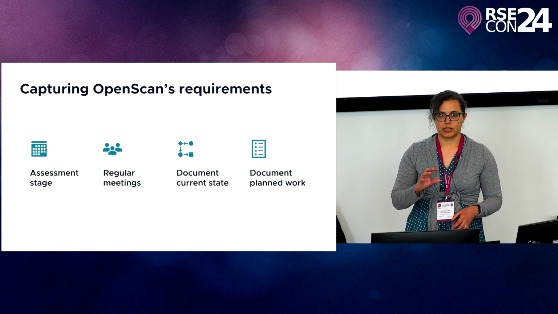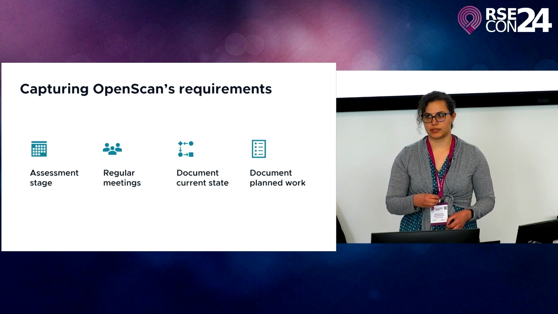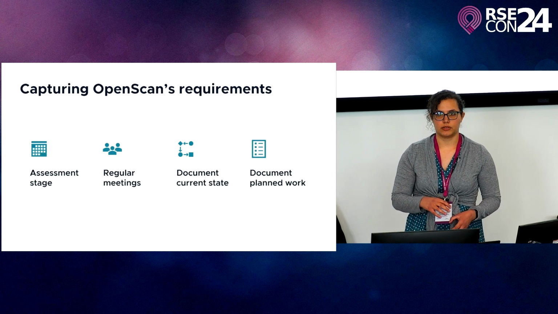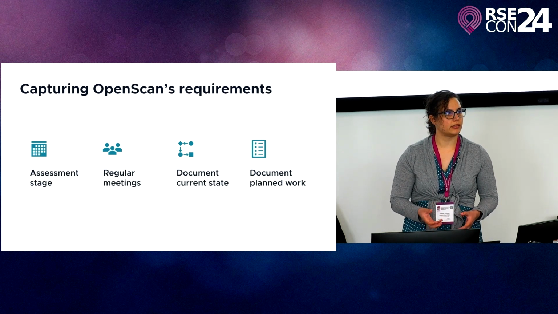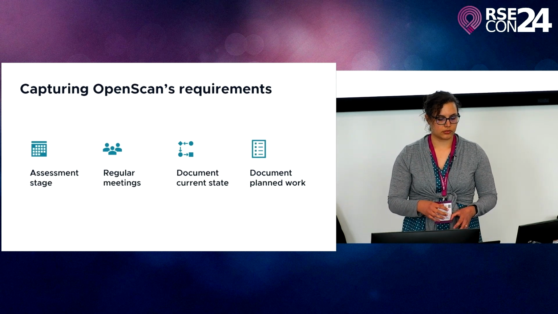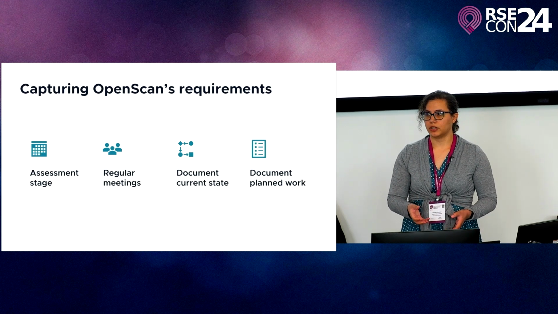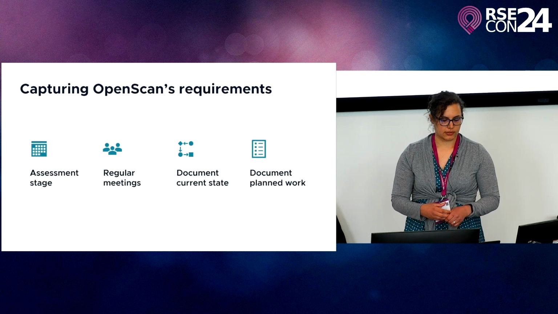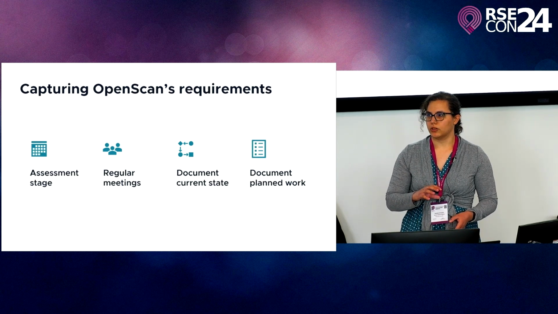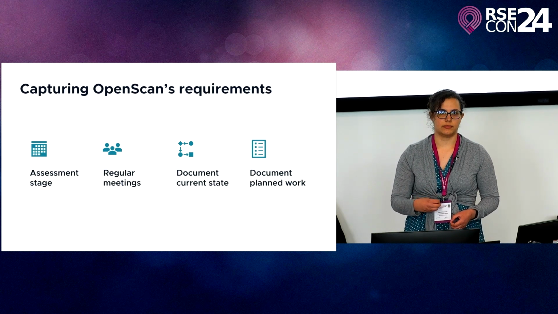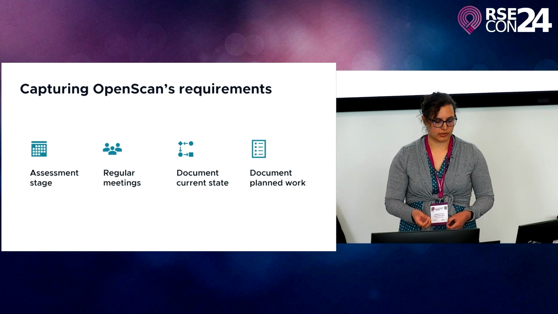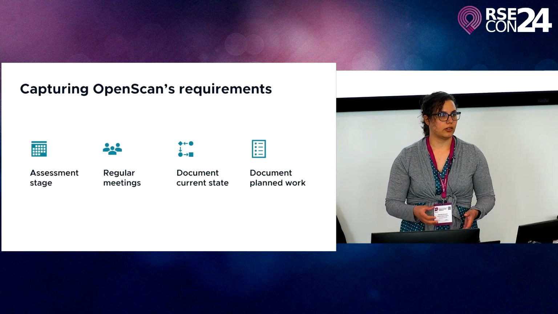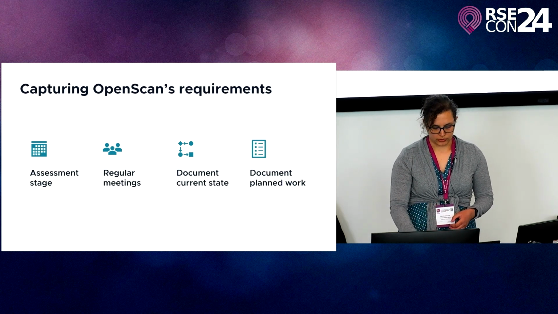We used that time to have regular meetings with OpenScan's key developers and stakeholders. And we used the information we gathered both to document the current state of the project, including the pain points the team was experiencing, and also to document planned work using strategies like user stories, requirement specifications, and work packages. And these documentation steps were crucial because writing things down forced us to be precise, and it helped reveal any gaps in our knowledge. And it also helped us define the scope and deliverables for the RSE work, which can be very challenging for projects of this scale.